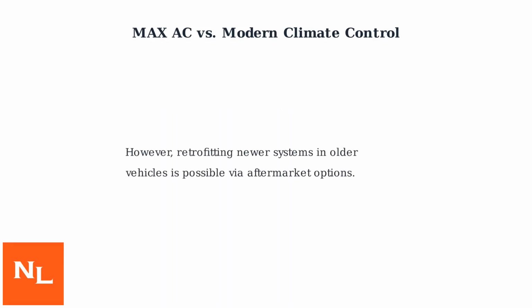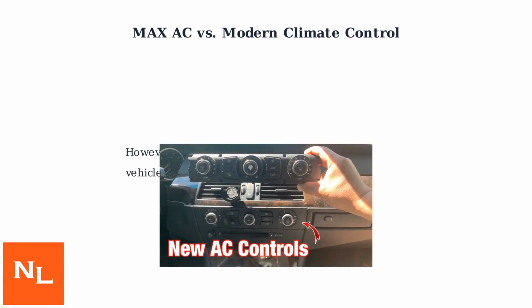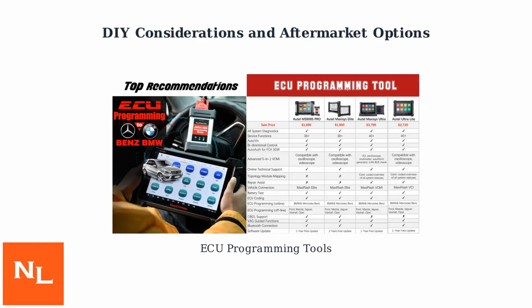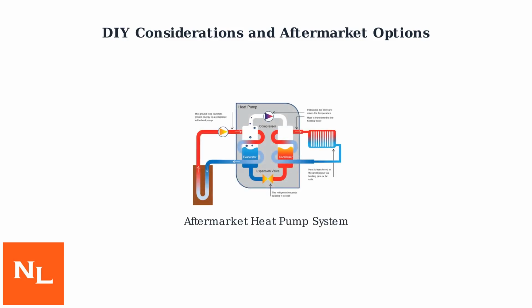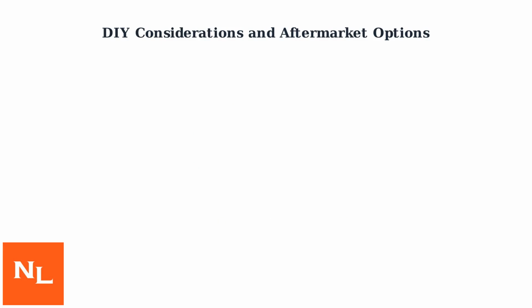Retrofitting newer systems in older vehicles is possible through aftermarket options. For BMW enthusiasts, modifying Max AC functionality is possible through ECU coding. Tools like Autel or Bimmercode allow customizing the system's behavior, such as adjusting fan speeds or compressor timing. Another option is installing aftermarket heat pumps, which can enhance cooling efficiency by using ground source energy. These systems provide better performance than stock AC in extreme conditions.